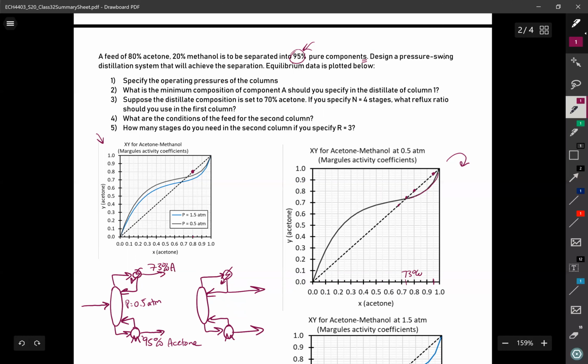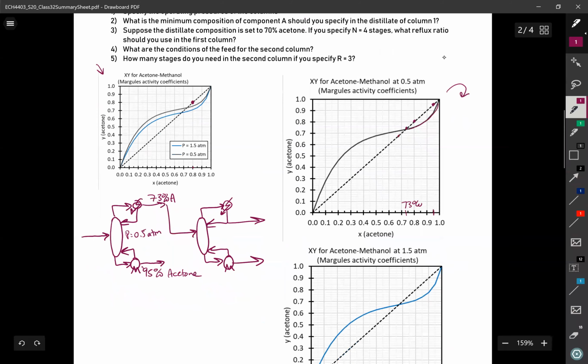73% acetone. Well, the azeotropic composition is the one that's going to get sent to the second column. And by process of elimination, my second column has to be operating at the second pressure. And by the way, there's no reason why you can't have a third pressure. I'm just operating under the assumption that these 2 pressures are the only ones possible, but that is not the case. I could have a third pressure here, but I'd have to know what the equilibrium data would look like.